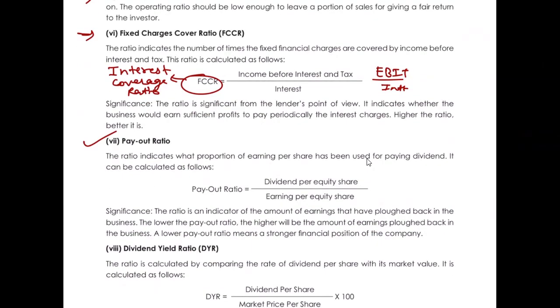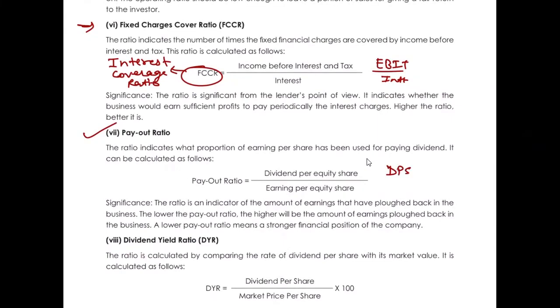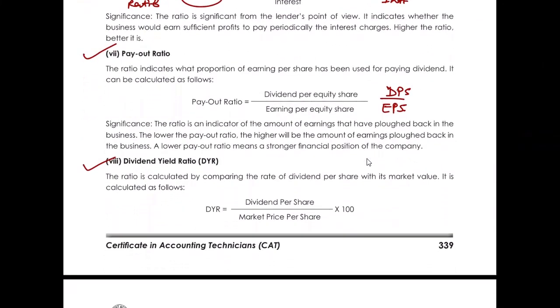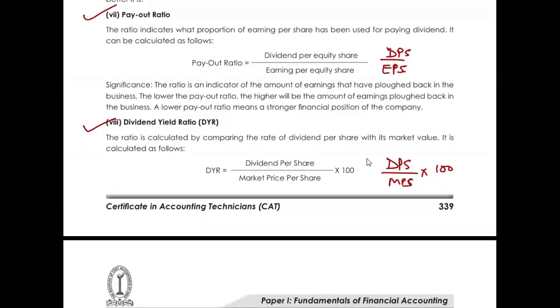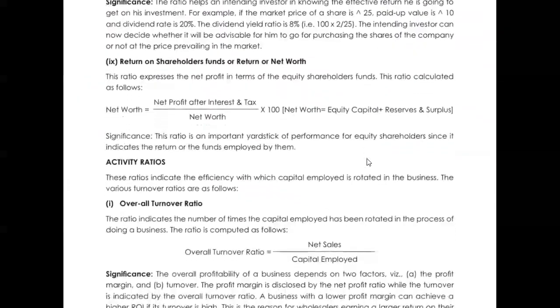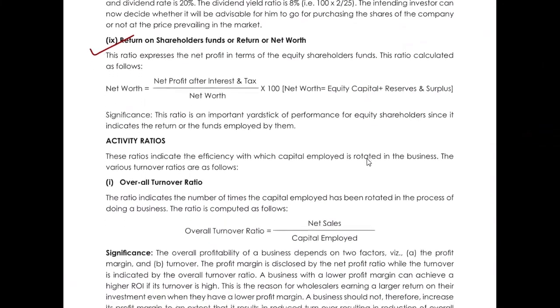Then we have the payout ratio, that is dividend per share divided by the earnings per share. Then we have the dividend yield ratio, that is dividend per share divided by the market price per share multiplied by 100. Okay. Then we have return on shareholders' fund, that is net profit after interest and tax divided by the net worth, that is your capital employed, multiplied by 100.